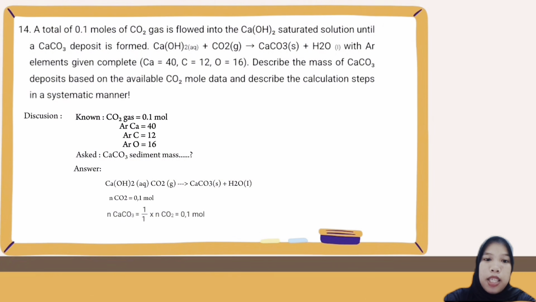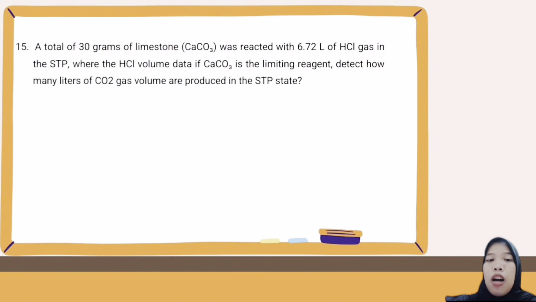And CaCO3 equals 1/1 times nCO2 equals 0.1 mole. Mass CaCO3 equals n CaCO3 times molar mass CaCO3, equals 0.1 mole times 100 gram/mole equals 10 gram. The question is to find how many liters of CO2 gas are produced at STP. And CaCO3 equals 30 over (40 plus 12 plus 3 times 16), equals 0.3 mole.